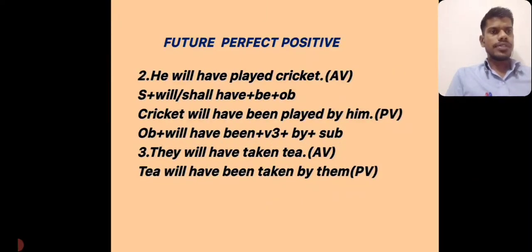Future perfect positive. He will have played cricket. So we can apply here the structure as it is given in the sentence below. First we have to use the object as the subject in the passive form. So I'll use, cricket will have been played by him. The second sentence will also be followed as we have followed the first sentence.